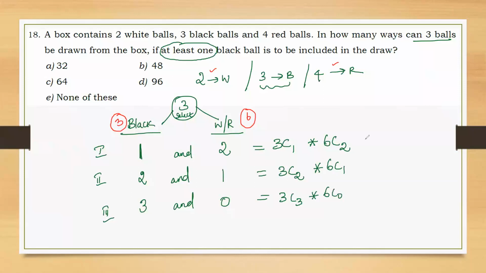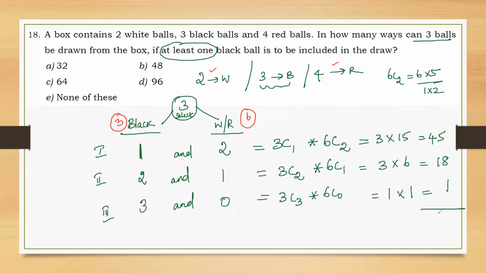The condition is for only the black. So 3C1 is 3, 6C2, from 6, 2 numbers, you will get 15. 3C2 is equivalent to 3C1, so 6C1 is 6. 3C3 is 1 and 6C0 also 1. If you add, you will get 64. So NCN also 1, NC0 also 1.